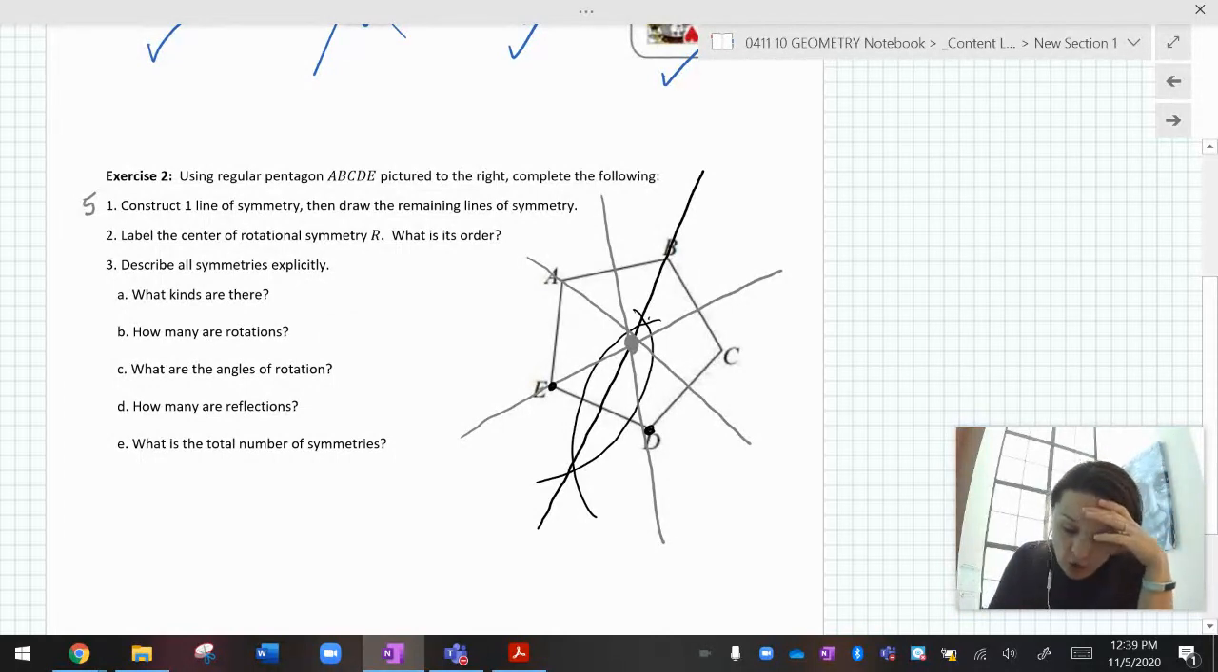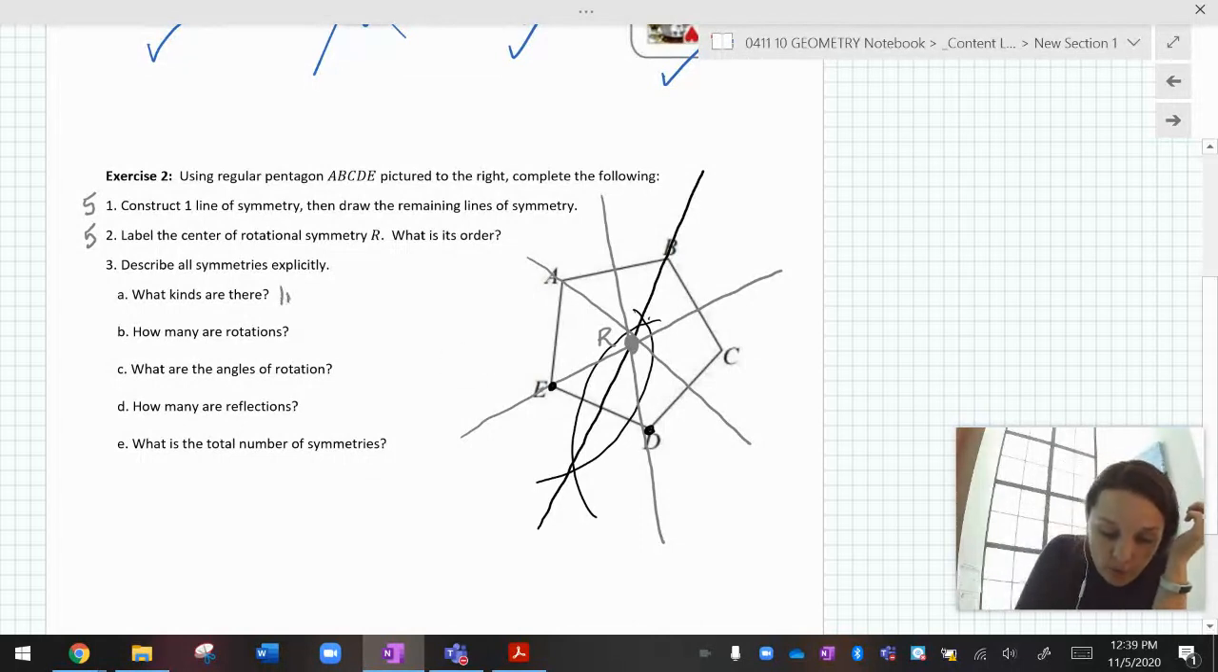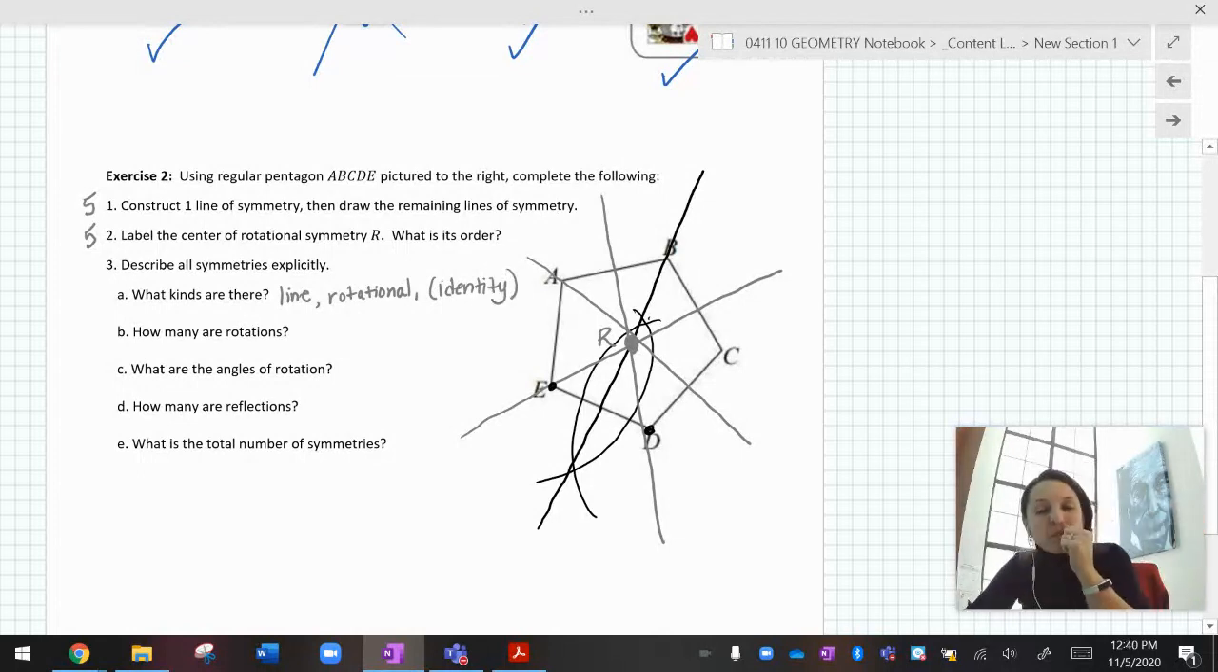Label the center R. Okay, cool. So there's the center of rotational symmetry. How many ways can I turn it? Well, it's a pentagon. It's got 5 sides, so I can turn it 5 different ways. All right, describe all the symmetries explicitly. What kinds of symmetry are there? We have line symmetry. We have rotational symmetry. And technically speaking, we also have identity symmetry, but everything has identity symmetry, so we don't always list it.